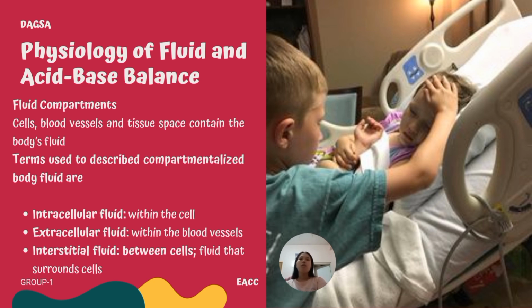The terms used to describe the compartmentalized body fluids: we have three. First, intracellular fluid, which is within the cell. Second is the extracellular fluid, within the blood vessels. And lastly is the interstitial fluid, the fluid between cells that surrounds the cells.